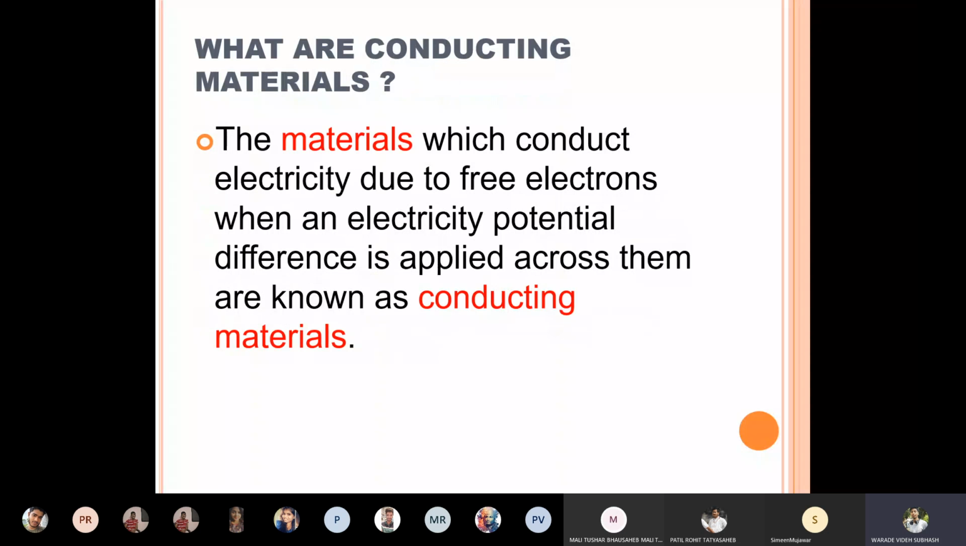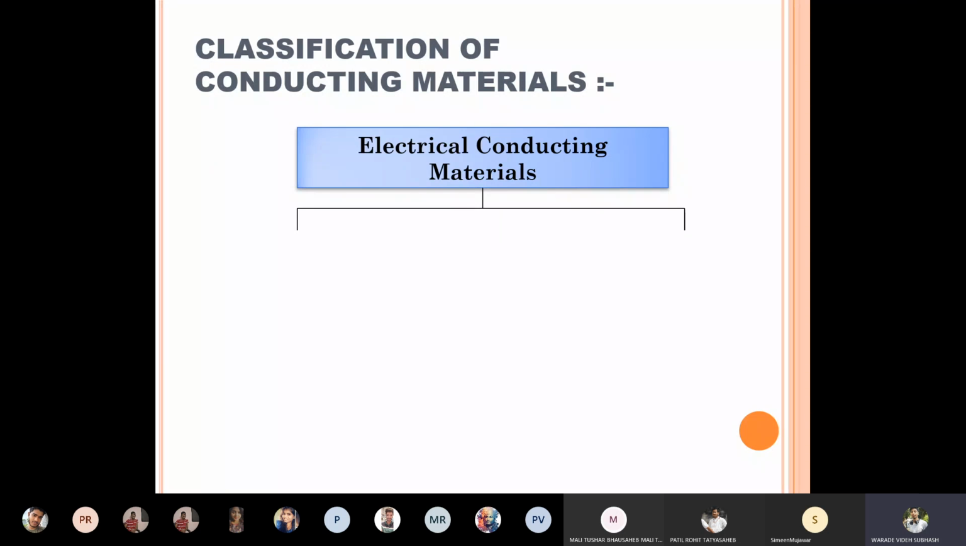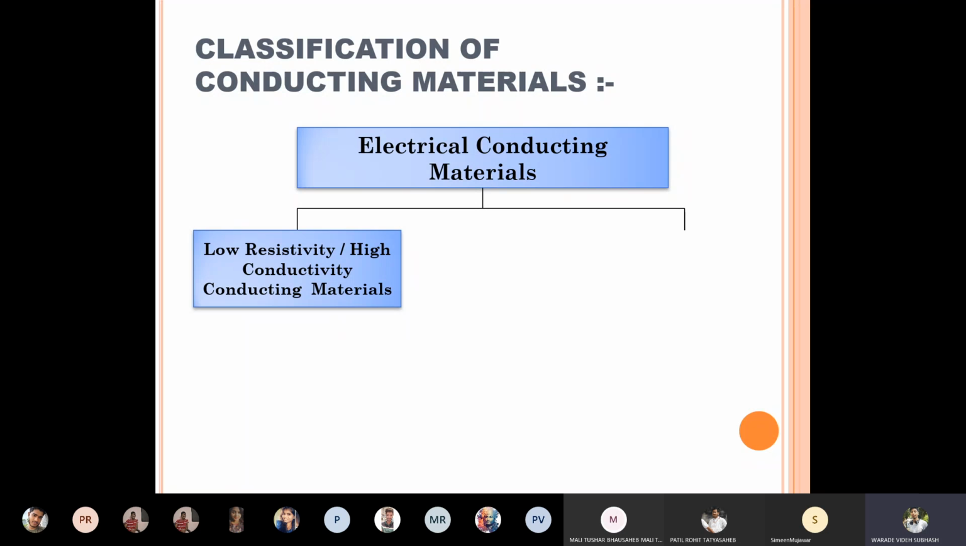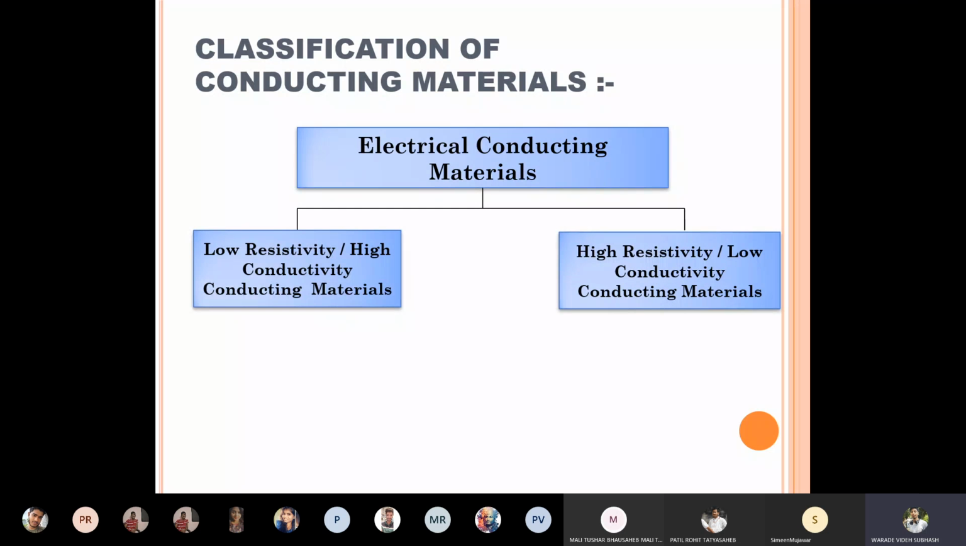So what are conducting materials? As we saw in the video, conducting materials are the materials which conduct electricity due to the flow of free electrons when an electric potential difference is applied across them. This is the proper definition of conducting materials. Conducting materials are classified into two types: low resistivity or high conductivity conducting materials, and high resistivity or low conductivity conducting materials.